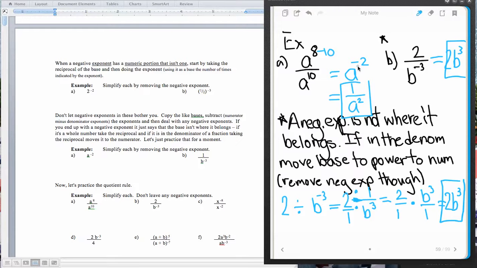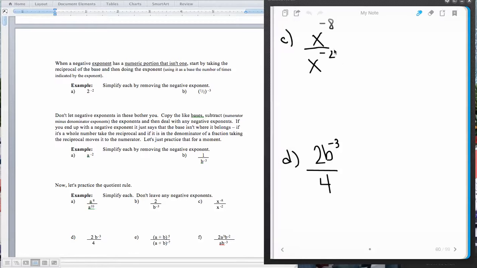And this one is the same way, right? With the negative exponent in the numerator, look, you moved it down to the denominator. And when you do move them, you do remove the negative exponent. Okay, now let's go on to our next problem here. We have x to the negative 8 over x to the negative 2. Well, we're going to do this two different ways too.